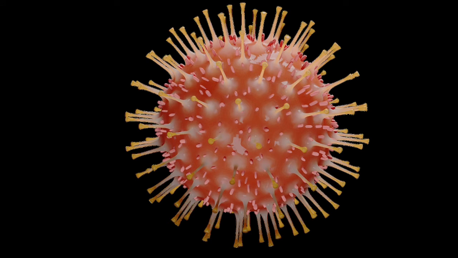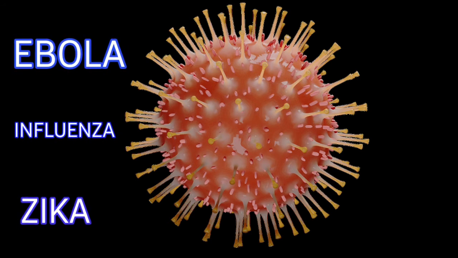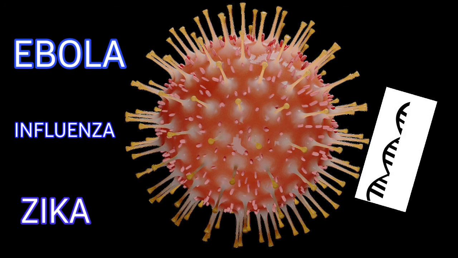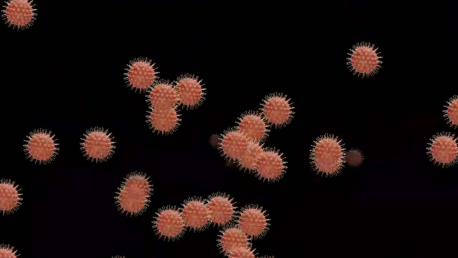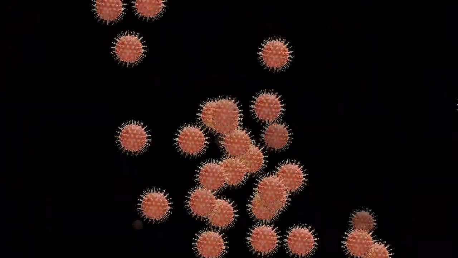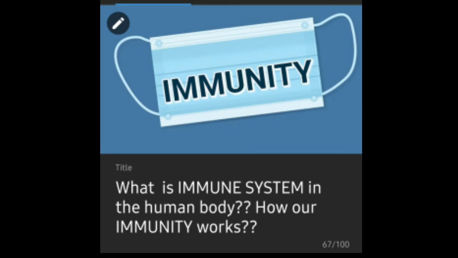Also, the coronavirus, like Ebola, influenza virus and Zika, is also said to have its genetic material in the form of RNA and is smaller in size, which makes it capable of replicating faster than DNA viruses and mess up the immune system. Now, we've also made a very simple video on how our immune system works. Click on the I button on the top to watch it.